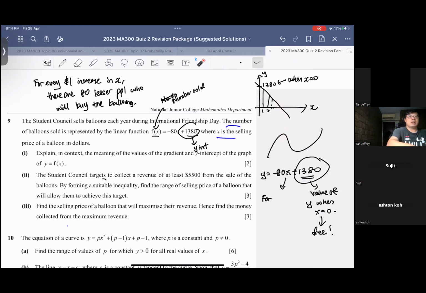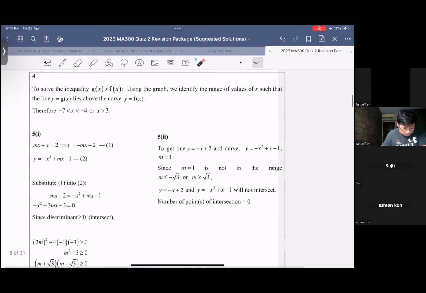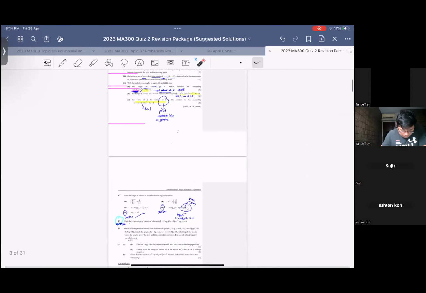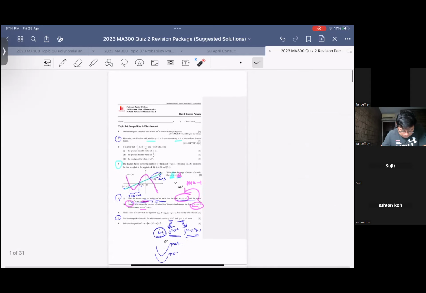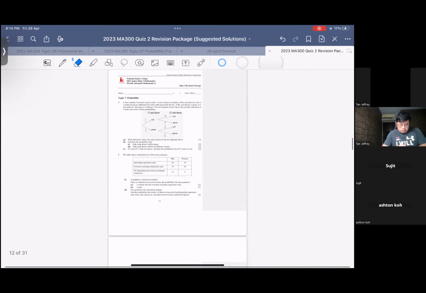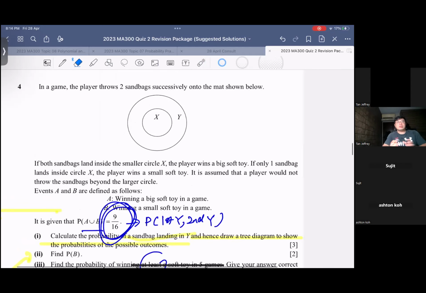Any other question? I had trouble doing question 4 for topic 7. Okay, this is a popular question. I think a lot of people ask. Topic 7. Okay, this one. Yes.